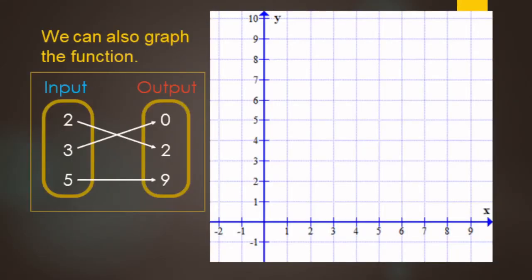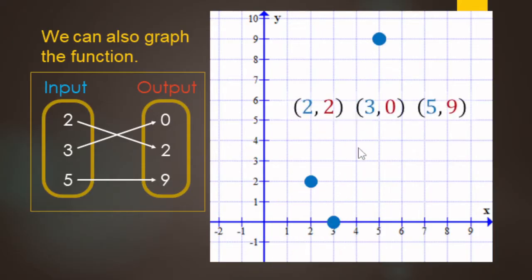And we can also look at these on a graph. So remember the inputs, those are the x values, and it goes on the horizontal axis. And so for this case, a 2 goes to a 2, and this 2 is the output, so it's going to go on the y-axis or the vertical axis. So we have 2 goes to 2 right there. And then a 3 goes to a 0. 3 for the x goes to a 0 on the y. Input of 3, output of 0 right on the x-axis there. And then the last input is a 5, and that goes to a 9. So there's our input of 5, goes all the way up to an output of 9 right there.